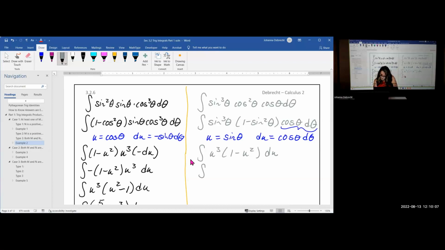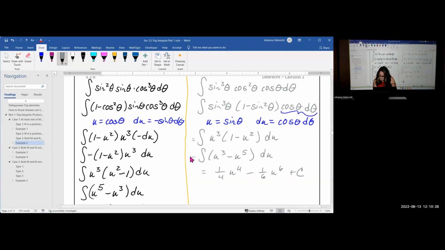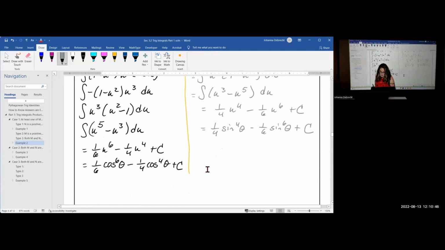So this is going to give me the integral of u cubed minus u to the fifth. Add the powers when you're multiplying the same base. And then this gives me 1/4 u to the fourth minus 1/6 u to the sixth plus a constant. Back substitute for sine, and we get 1/4 sine to the fourth of theta minus 1/6 sine to the sixth of theta plus a constant. Okay, let's check our answer with the notes, make sure I haven't messed up somewhere. Okay, these are not the same, right?